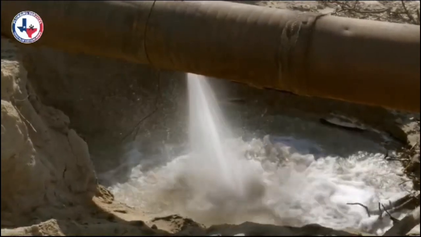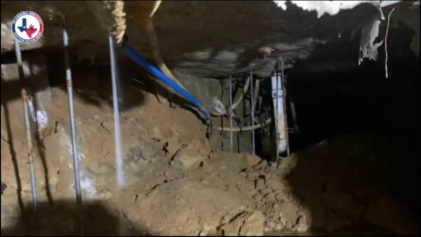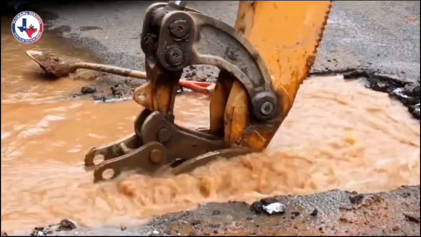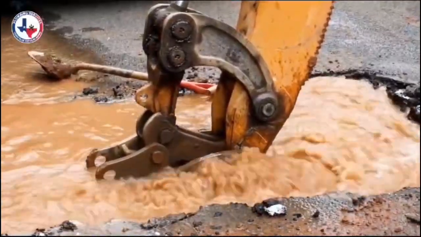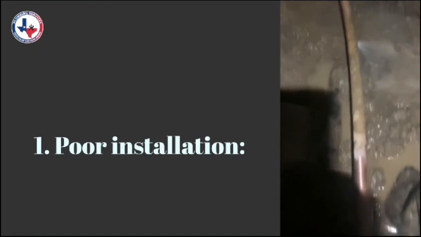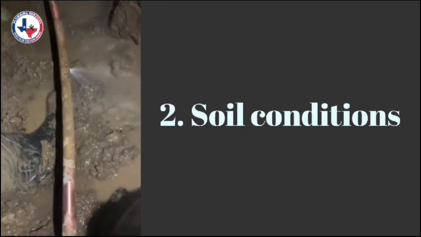Several factors can contribute to the occurrence of slab leaks. These include: 1. Poor installation. If the pipes were not installed correctly or experienced damage during construction, they may develop leaks over time. 2. Soil conditions. Expansive soils, which shrink and expand with changes in moisture levels, can put pressure on the pipes, leading to cracks or fractures.